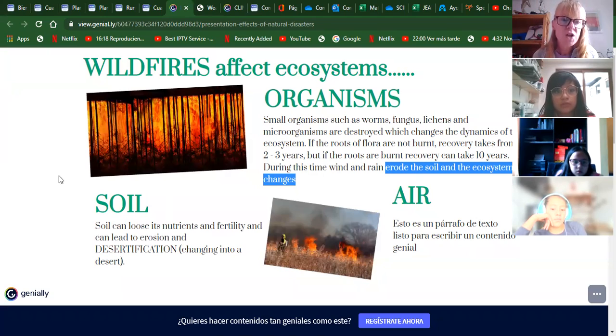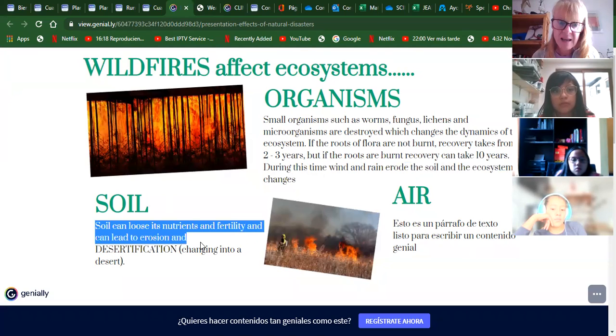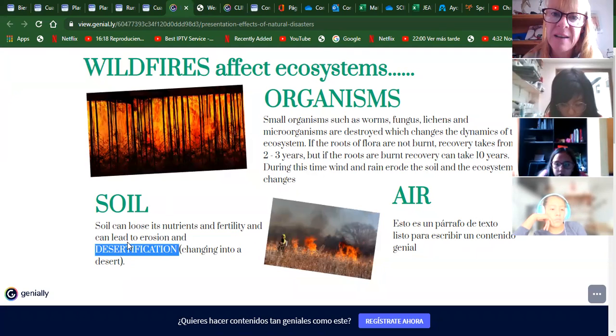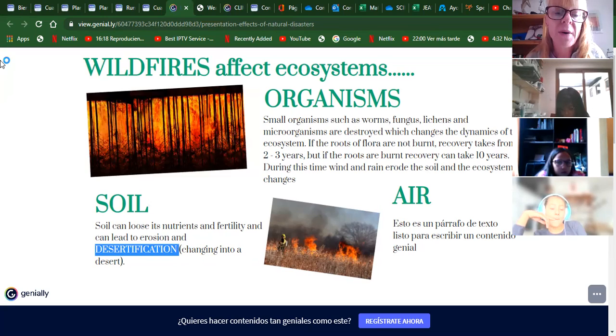That's 1. 2, when there's a fire, soil can lose its nutrients and fertility, okay? And it can erode. Si la tierra pierde sus nutrientes, su fertilidad, y empieza a erosionar, tú puedes tener el efecto, look at this, desertification. Desertification, desert, desierto. So, un bosque fértil, hermoso, se puede convertir en un desierto si no puede recuperar después de un incendio.